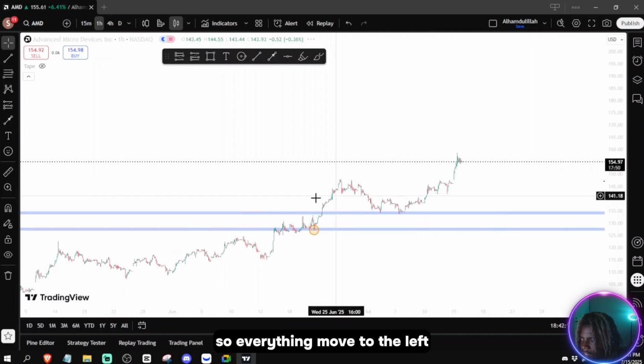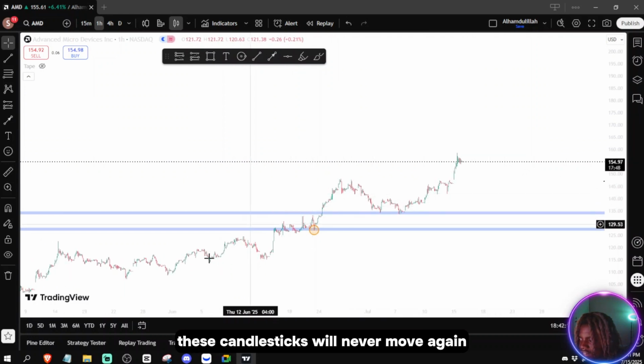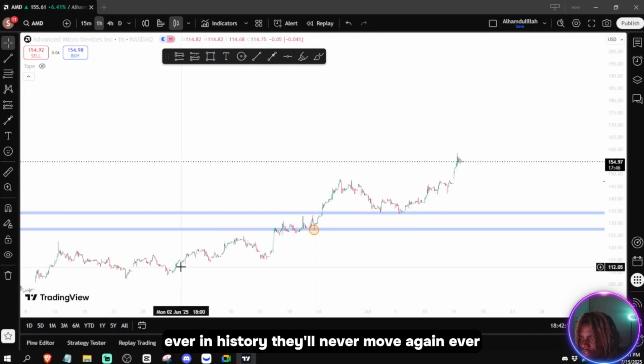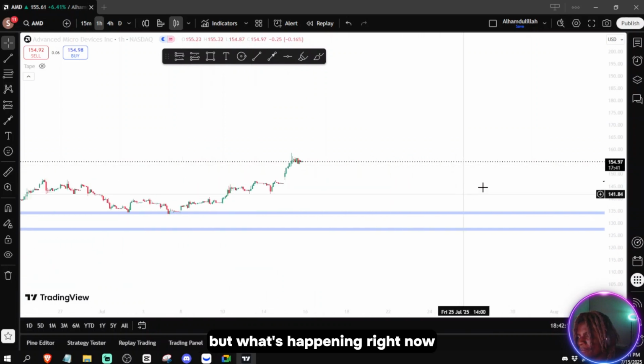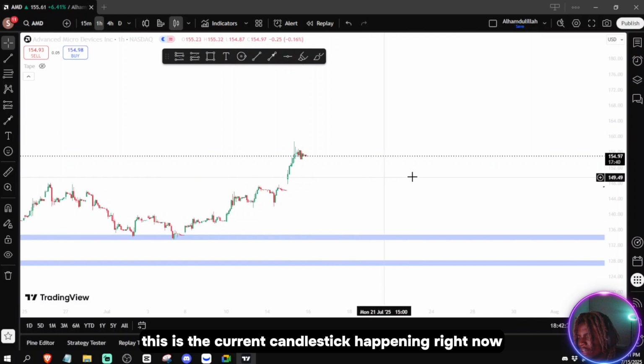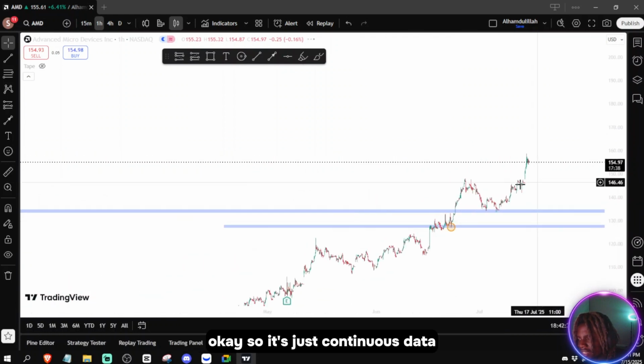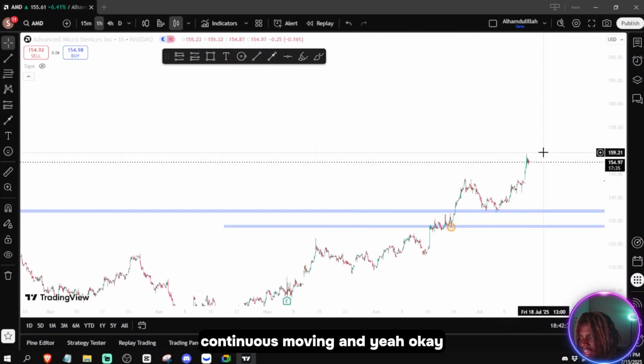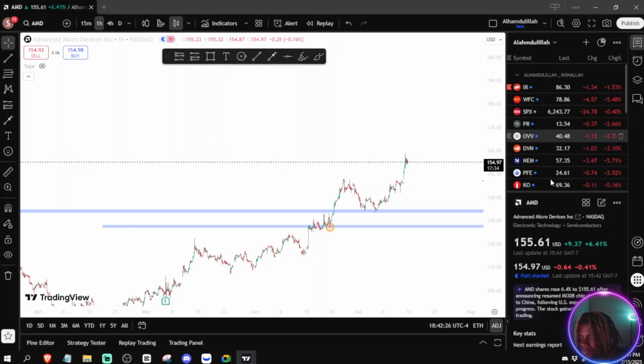Okay. So everything moved to the left. These candlesticks will never move again, ever in history. They'll never move again, ever. But what's happening right now is the current candlestick happening right now. So it's just continuous data, continuous moving.